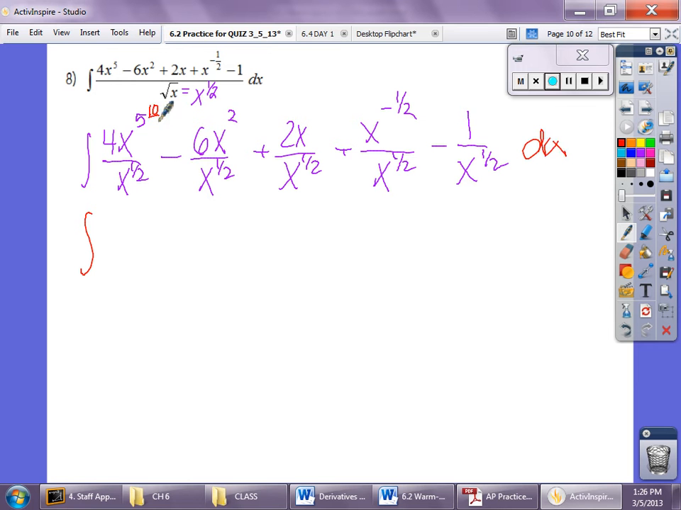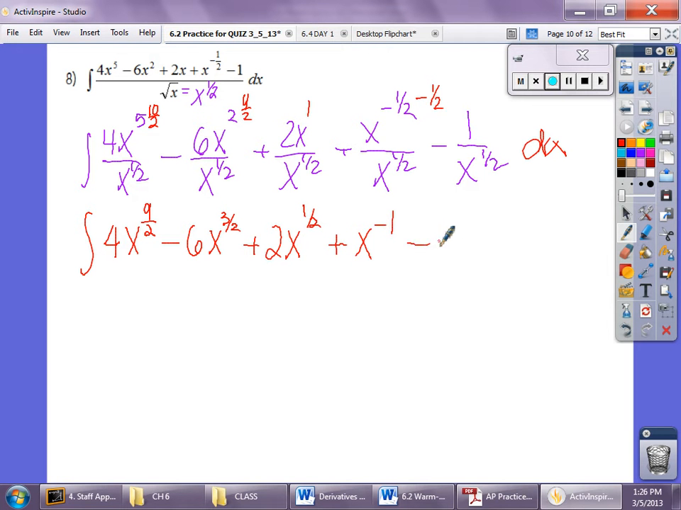This would be 10 over 2, so I get 4x to the 9/2 minus 6x to the, this would be 4 over 2, so 3/2, plus 2x to the 1/2, plus x to the, and if I subtract 1/2, you get negative 1 power, and then this one, you just have negative 1/2 power.